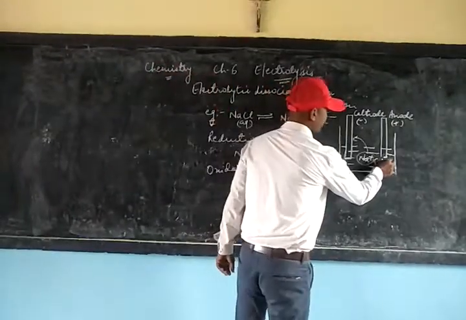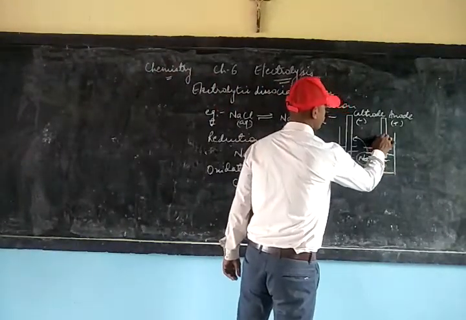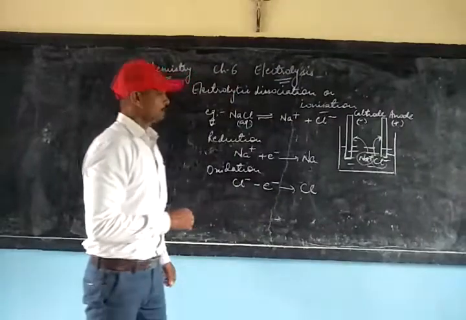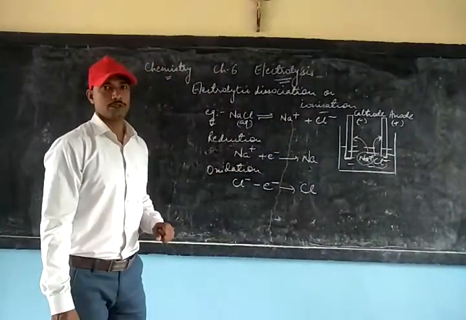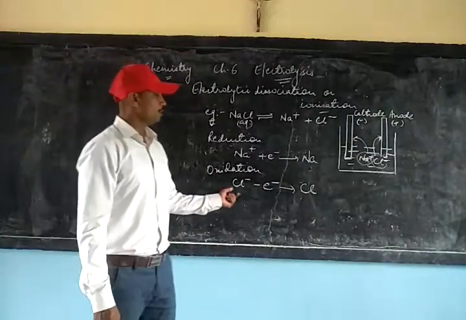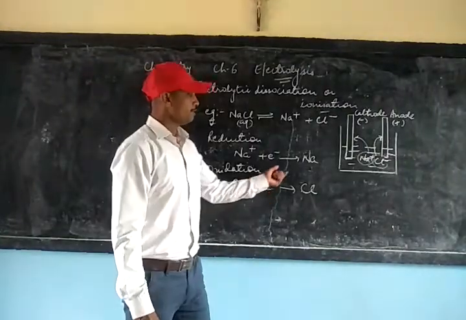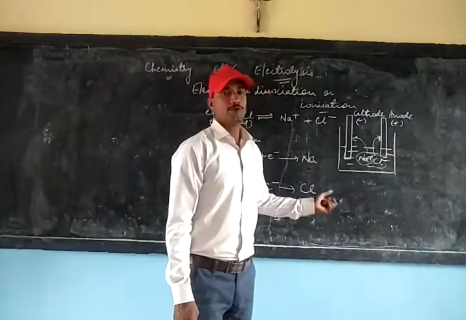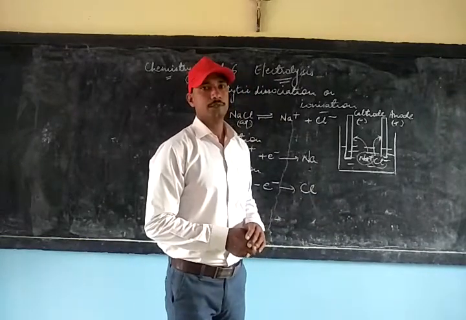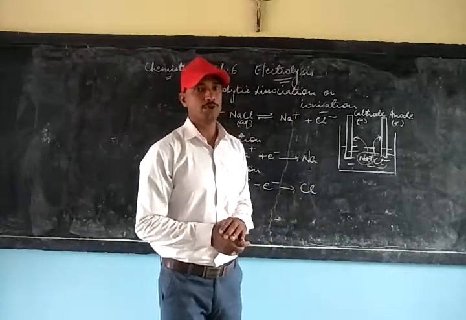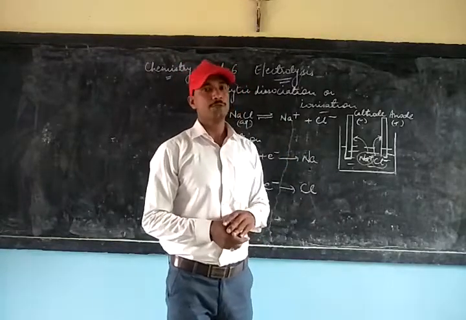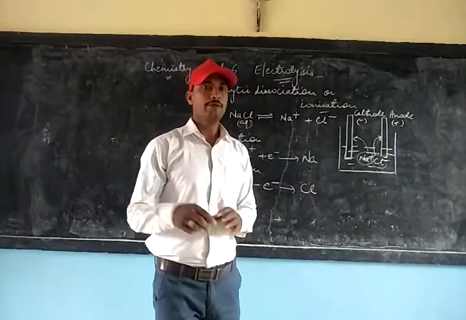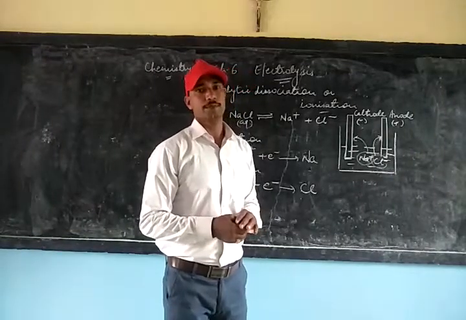Whereas chloride ion, Cl minus ion, will move towards the anode. That is, the oxidation process will take place at the anode, where chlorine will lose one electron and will be changed into a neutral atom of chlorine. This process is called the discharging process. We can see some more about the discharging process in detail when we reach the main part of this chapter.